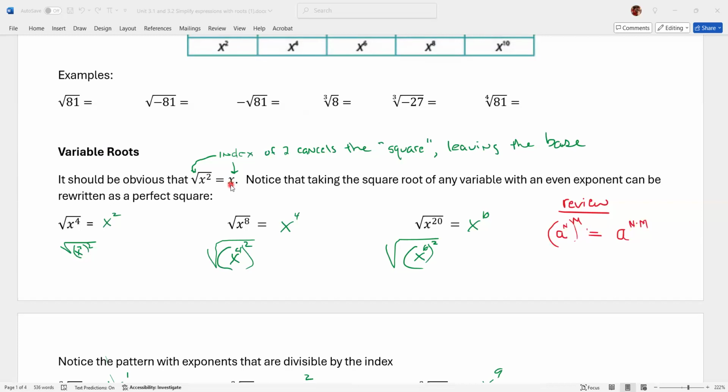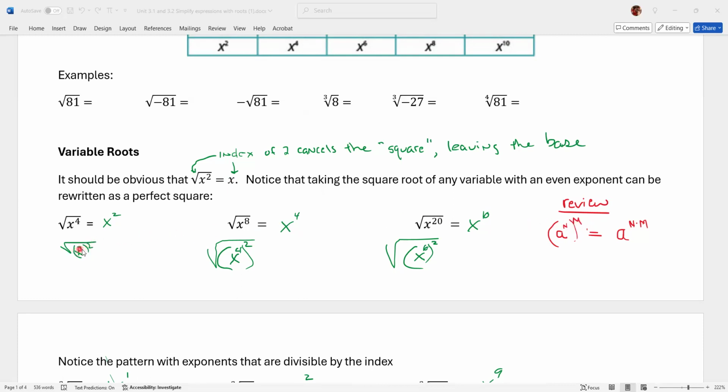Okay? And understand that any even exponent can be rewritten as a perfect square. Now, you're not going to have to do this. I'll show you the shortcut, but just to illustrate, x to the fourth, I could rewrite that as x squared, squared. Why? Let's review that any base raised to a power that is in turn being raised to a power, you multiply the exponents. Okay.